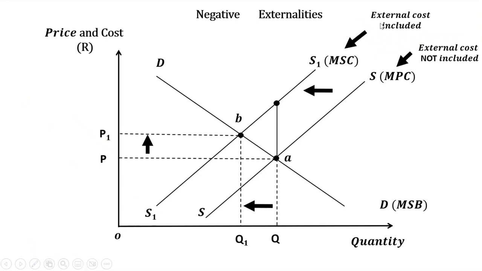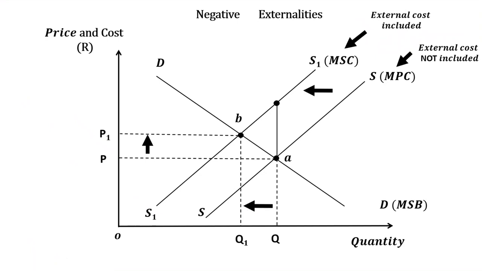When the market takes external costs into consideration, in this graph, production decreases, and you can see it decreased from Q to Q1, and an optimal level of output is reached at Q1. At point B, where marginal social benefit is equal to marginal social cost, the result is that the product becomes more expensive, the price of the product increases, and production of the good will decrease. There you can see. So if the price of the product increases, the production of the product will decrease.